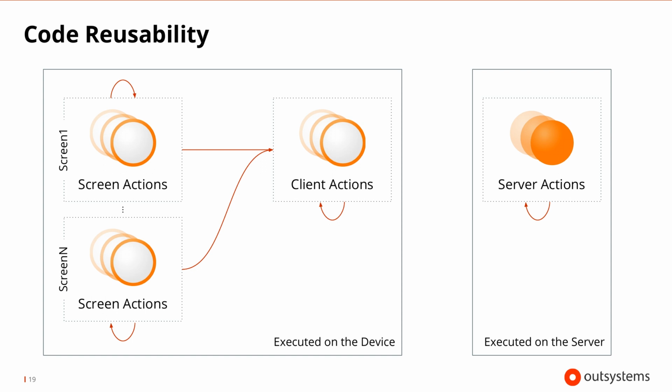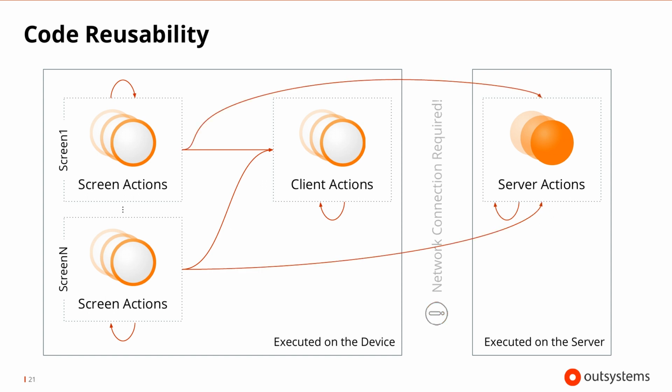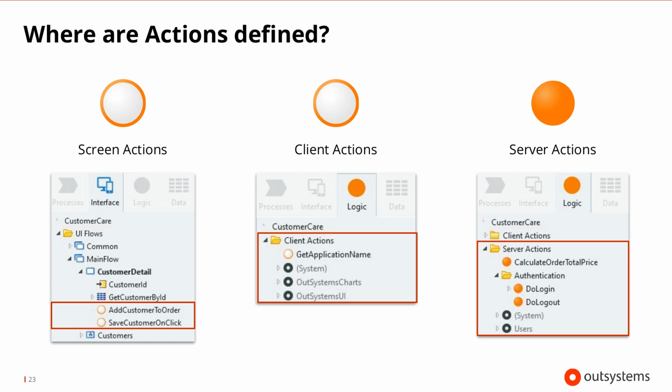Both screen actions and client actions execute on the device, while server actions execute on the server. This means that a network connection is required at runtime in order to call a server action from within a screen action, or to call a server action from within a client action. Each type of action is created in a different place. You create screen actions inside screens under the Interface tab, but you create client and server actions in the Logic tab, inside their respective folders.